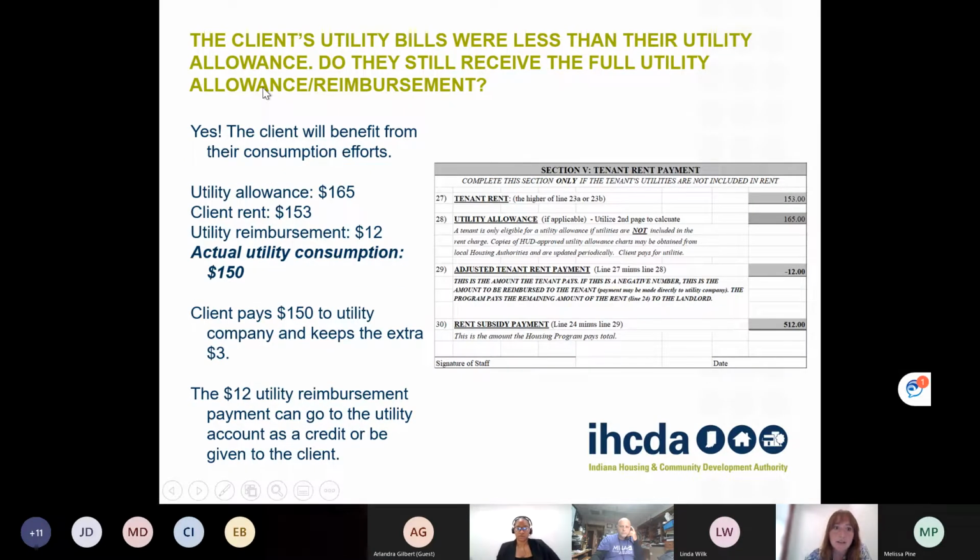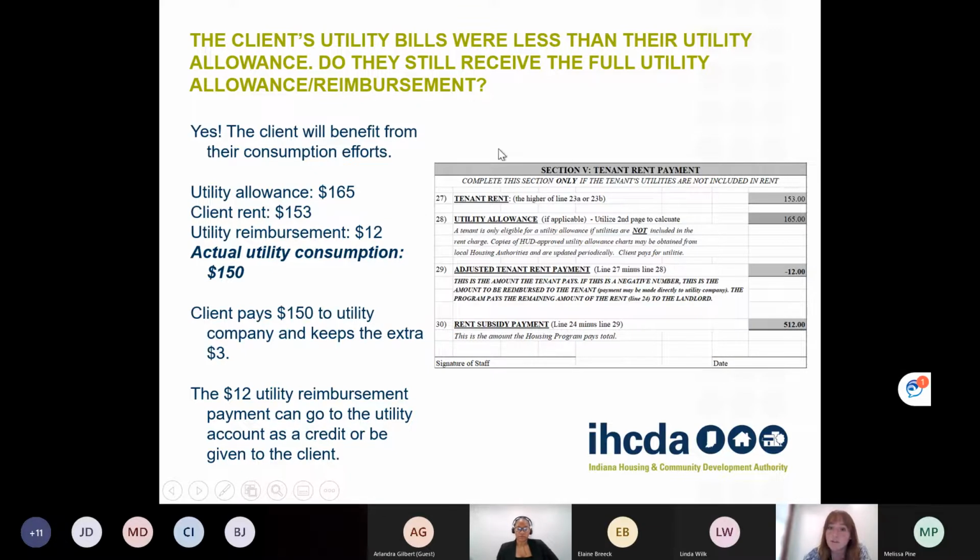Another question that we get: if the client's utility bills are less than what their utility allowance is, are they still entitled to receive the full utility allowance or utility reimbursement? Yes, the client is able to receive the full amount still. They will just benefit from their consumption efforts from that month.